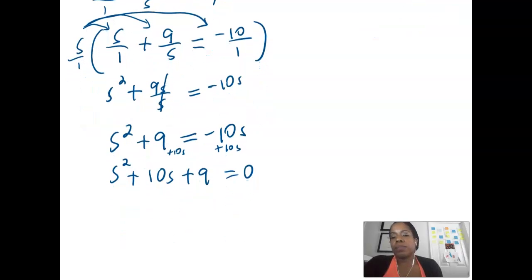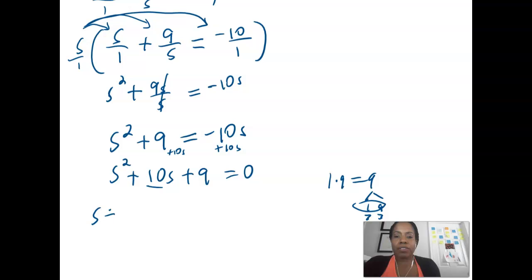You can solve it using any method you prefer. I'm a fan of factoring, so by default, I'm going to see if it's factorable. 1 times 9 is 9. The factors of 9 are 1 and 9, and 3 and 3. So 1 and 9 are the factors we want to use because we want to get a sum of 10.